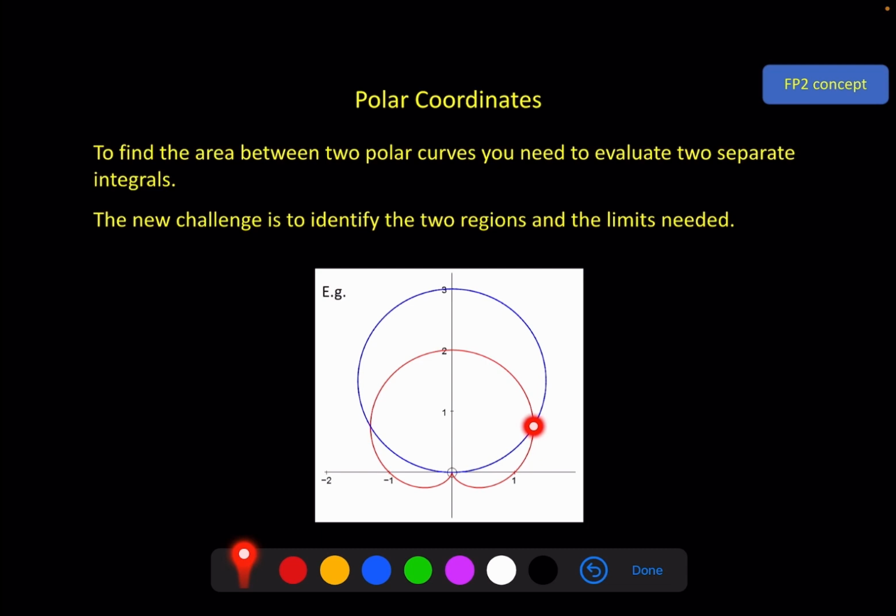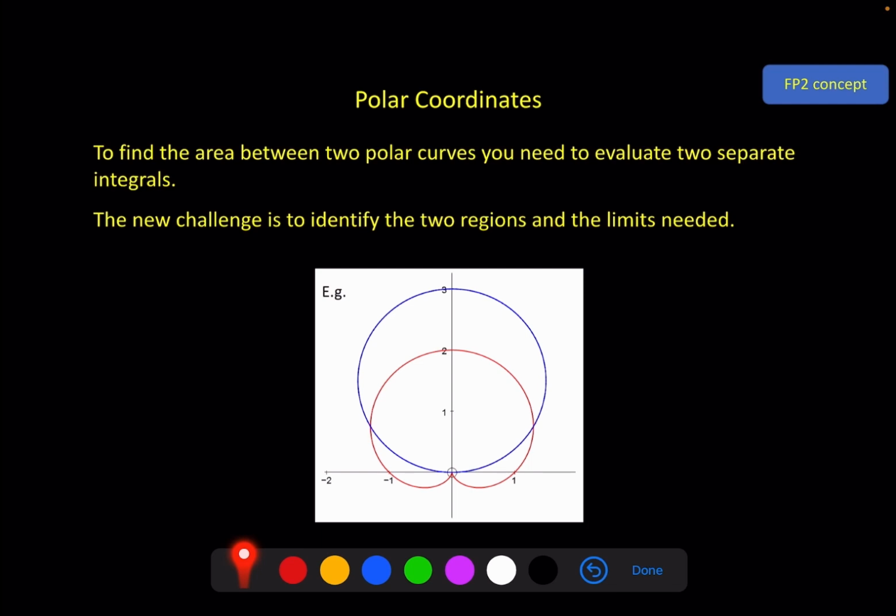If you wanted this little section down here, for example, you would need to integrate from minus pi by 2 around to the point where the two curves intersect, and you would need to find that by putting them equal to each other and solving. Then you would need to integrate from 0 on the blue curve up to that same point, and take away that little section to leave you this section here. But that's not a very common question on this course.